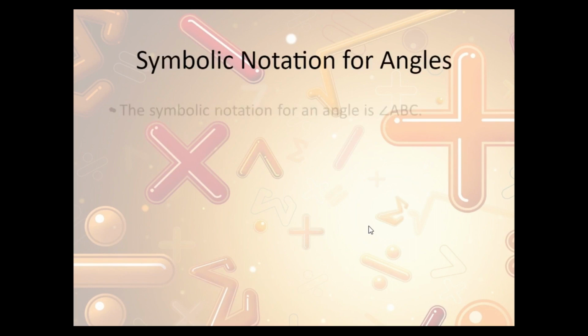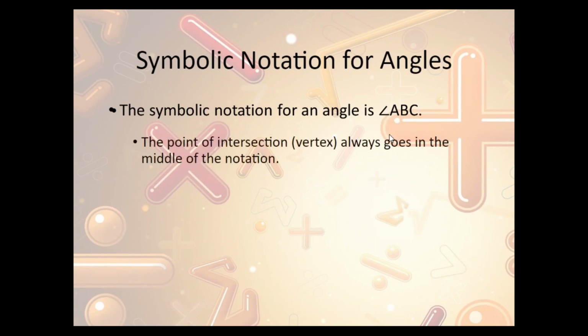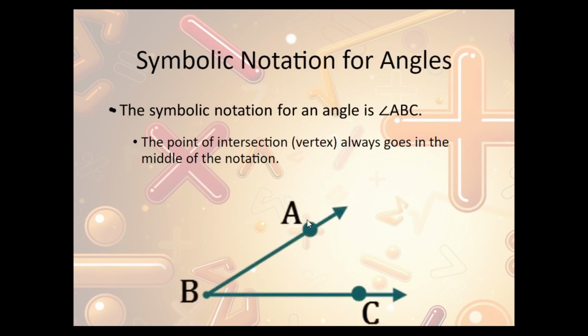Symbolic notation for angles. The symbolic notation for angles is angle ABC. So it's this kind of V shape here that represents angle. Then we label it with the points involved. Now notice that the point of intersection, or where they meet, or as we call it, the vertex, always goes in the middle. So B would have to be the center of it. So an example of this would be ABC. That would be our notation for the angle.